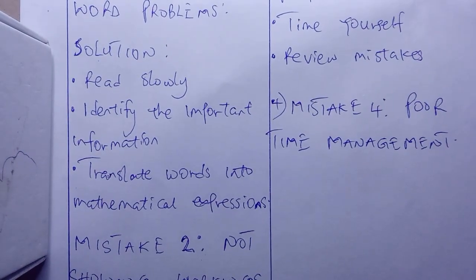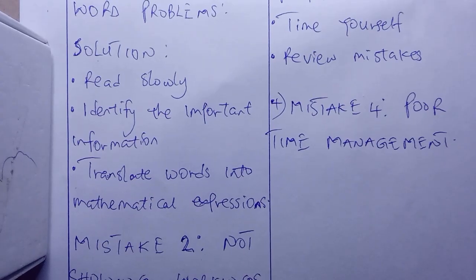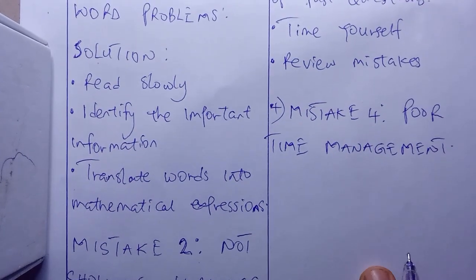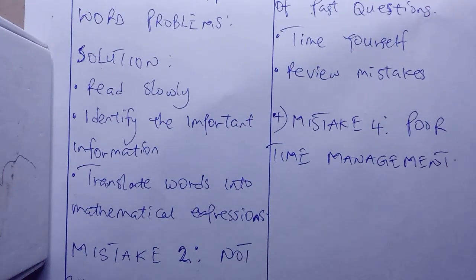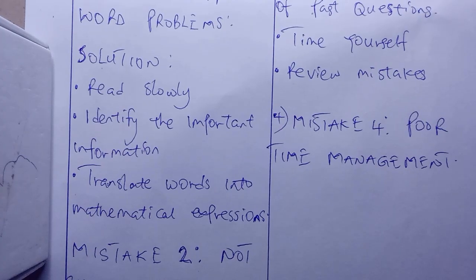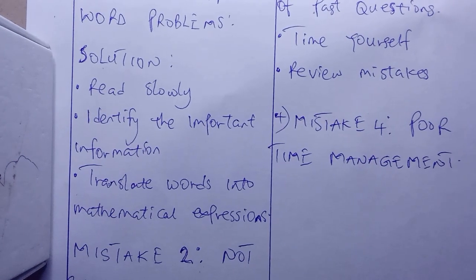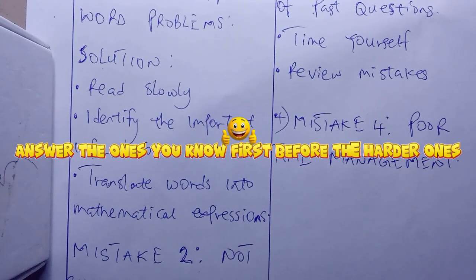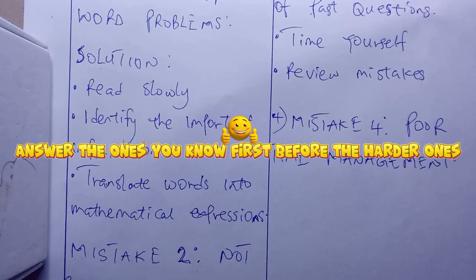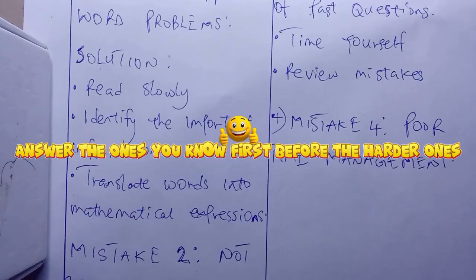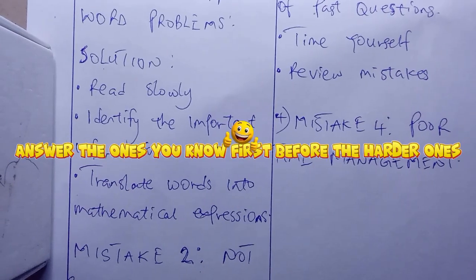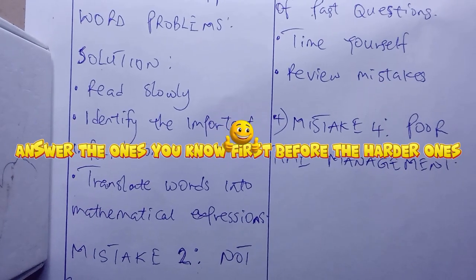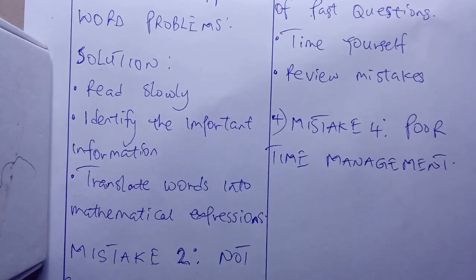Some students spend 20 minutes trying to solve one difficult question. Very bad. Meanwhile, easier questions remain unanswered. Why? If you know any question is looking difficult, answer the ones you know first. Go for the easier ones first. Then when you're done with the easier ones, you can come and kill yourself with the most difficult one. But if you start with the most difficult one, it kills your morale and you end up forgetting the easier ones. That is how life works.